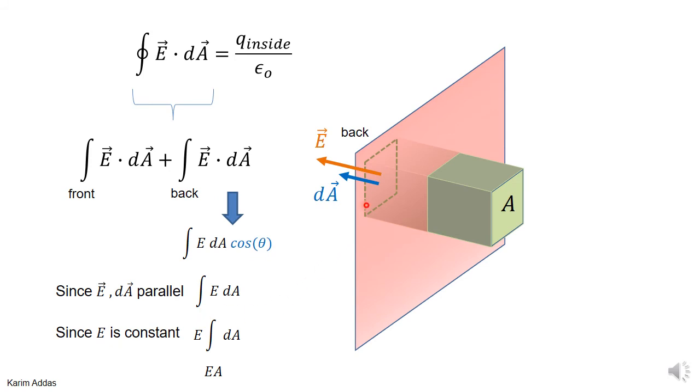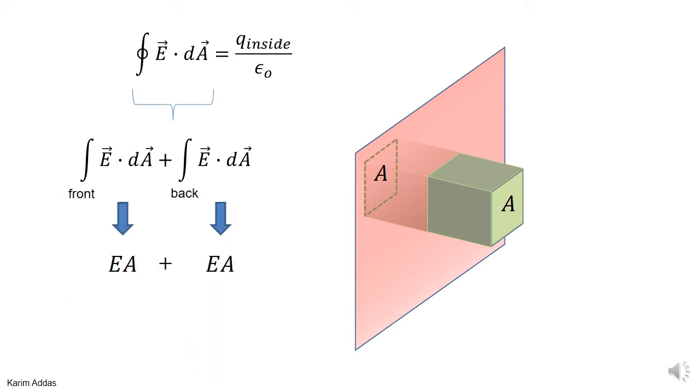For the back surface, also the angle between the electric field and area vector is 0 degrees. So that means integration of E dot dA becomes integration of E dA cosine theta, and cosine 0 is 1. So you get integration of E dA, and the same argument as before. If you move at any point on this back surface, since the distance is the same from the back surface to the sheet, that means you expect that the electric field should be constant, and you can take it outside of the integration. So you get E times A. So for the front surface, you get E times A. For the back surface, you also get E times A.